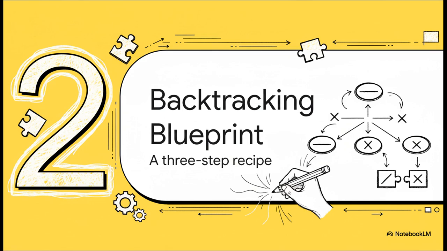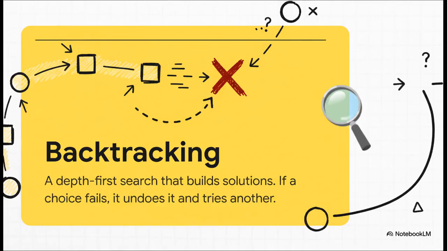Now, this isn't some complex, rigid algorithm. Think of it more like a powerful technique, a recipe for building a solution one step at a time, and crucially, knowing when to ditch a path that's going nowhere. So here's the big idea. Backtracking dives deep down one potential path. It keeps adding pieces to the puzzle, step by step. But the moment it makes a move that breaks the rules, hits a dead end, it doesn't just give up. It just takes a step back. It undoes that last move and then tries the next option from that same spot.